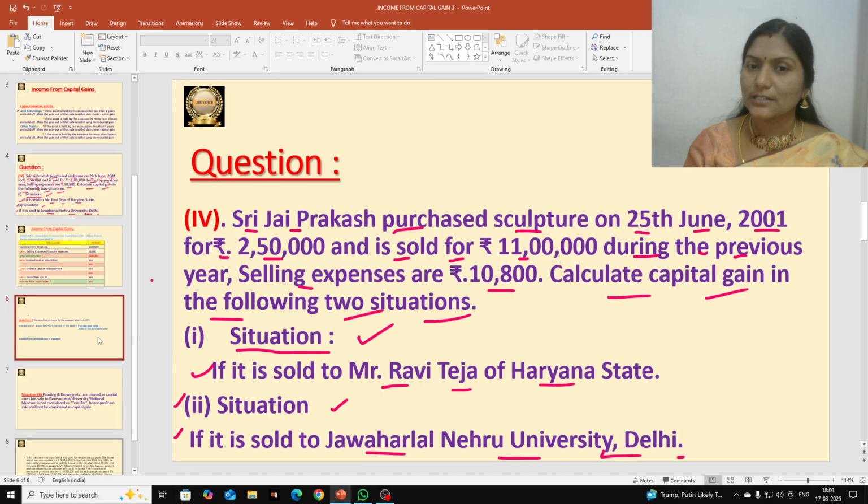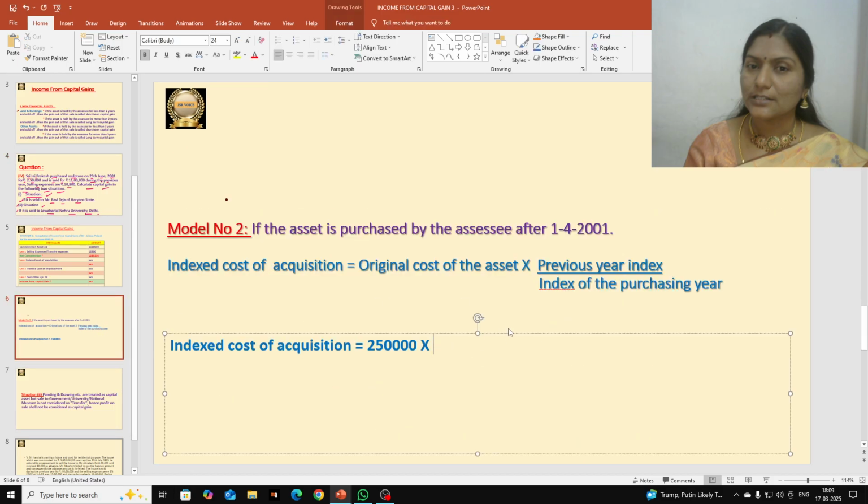So what is our previous year index number? 348, divided by the index of the purchasing year. In which year did he purchase? In the year 2001, no? So the 2001 index number is 100. You should know these two numbers. In this problem they did not give these two. Sometimes they give, sometimes they don't. Remaining all numbers they give, but only these two numbers they may sometimes miss. That is why we have to remember.